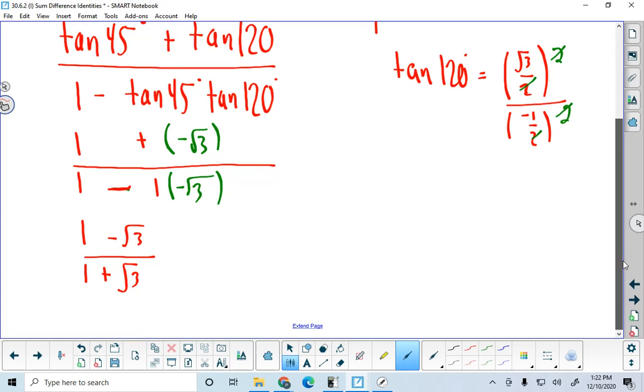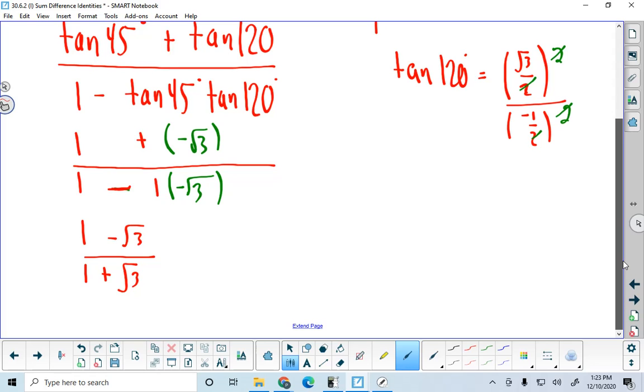Any questions with any of the steps in the second example in number 2? This type of question, finding an exact value of a trigonometric ratio for an angle that ends in 5 degrees, is something you need to know how to do.